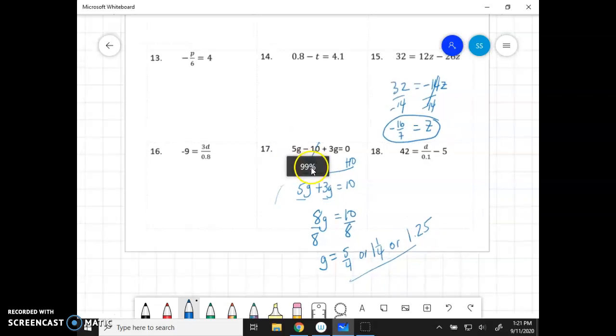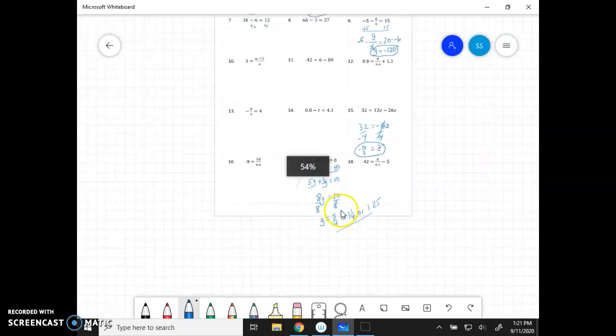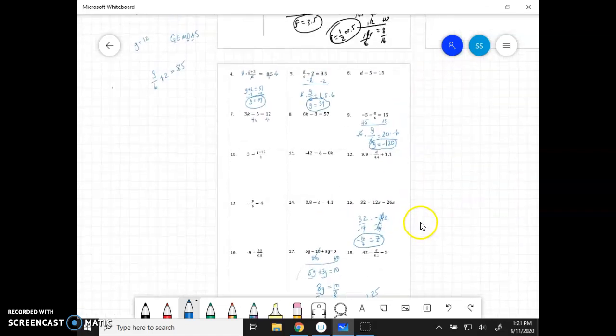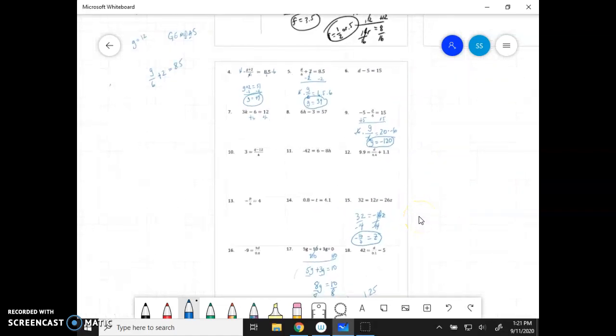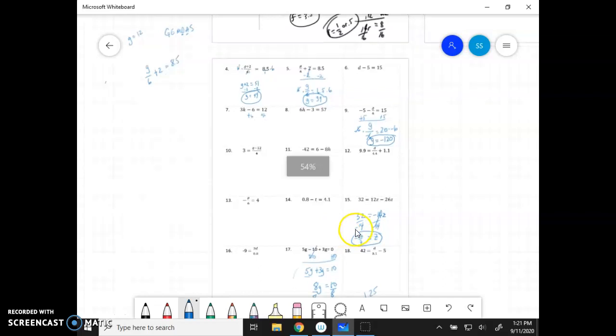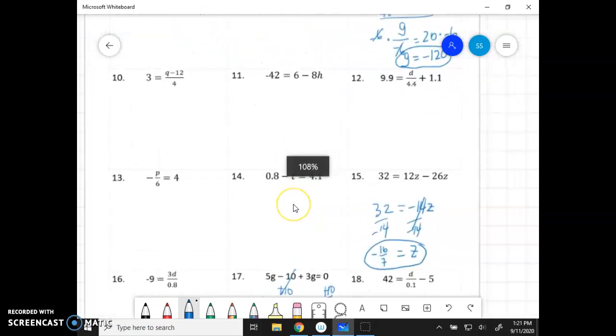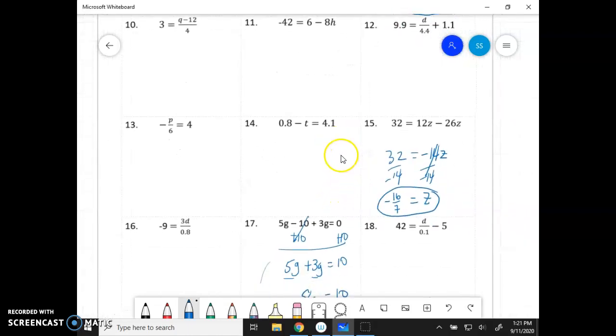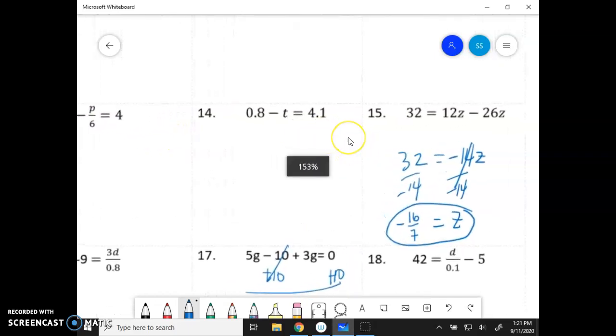So hopefully that is helpful. I think I attempted at least each type of problem that you might see on the test. Now that I'm looking at 14, I want to go through that one really quick. 14 is a little bit different. For 13, just make sure you put that negative with that 6. That might help you out.